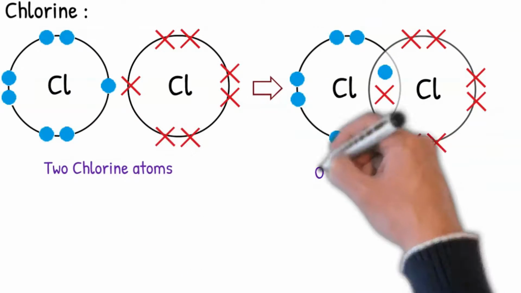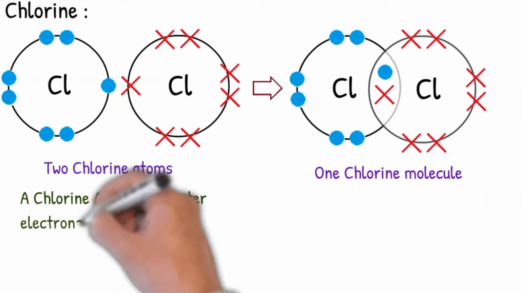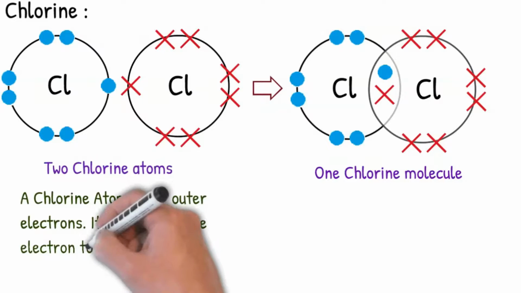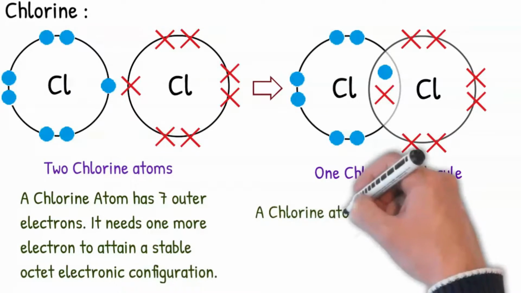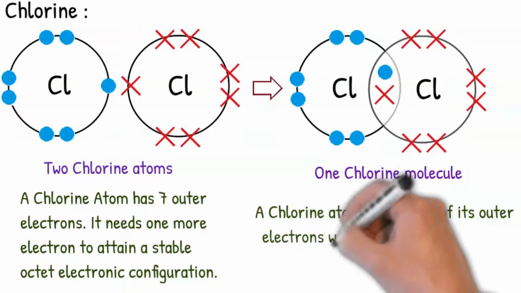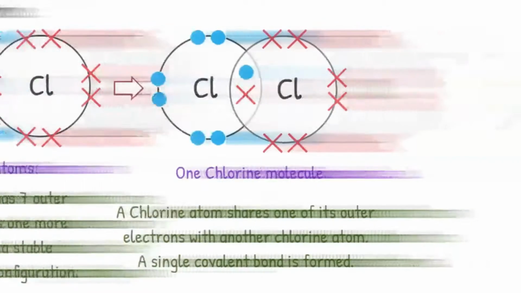Two chlorine atoms, one chlorine molecule. A chlorine atom has 7 outer electrons. It needs one more electron to attain a stable octet electronic configuration. A chlorine atom shares one of its outer electrons with another chlorine atom. A single covalent bond is formed.